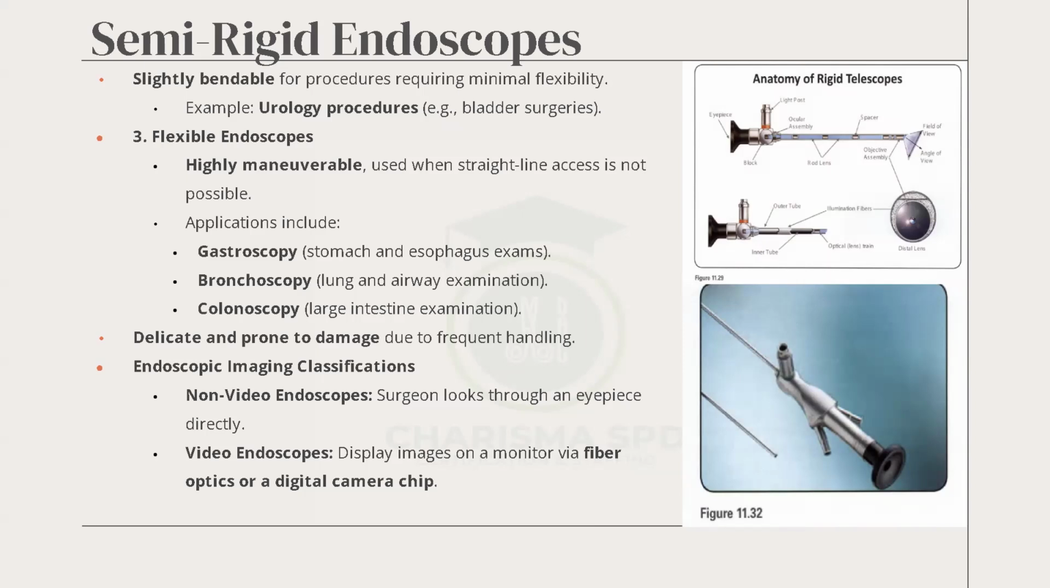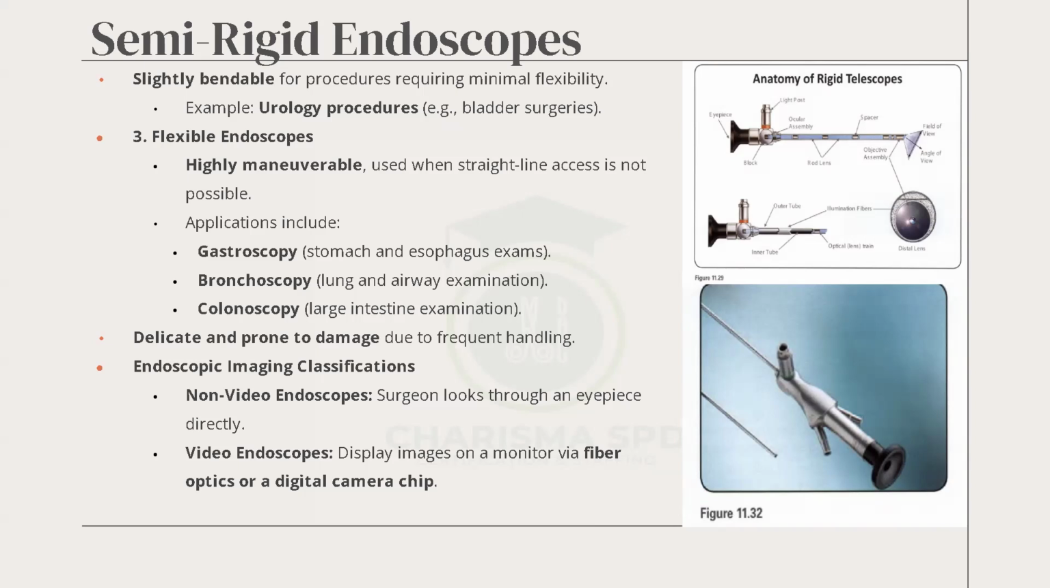If any of these parts, if there's a dent on the shaft for the tip to where the light source will come in, the scope is done. So if you drop it, finito. If you step on it, capiche, finish. All right. So semi-rigid endoscopes.